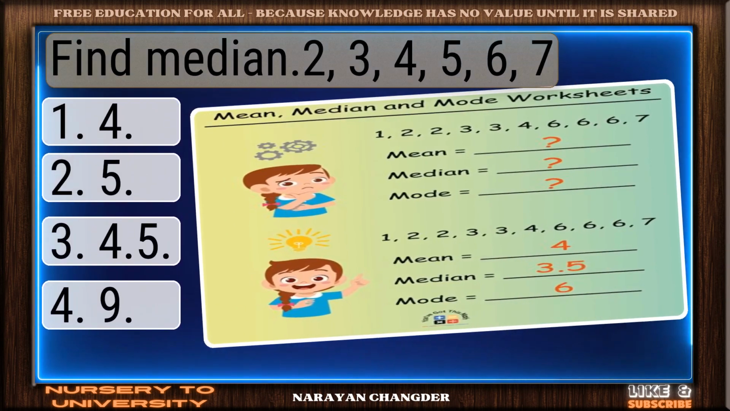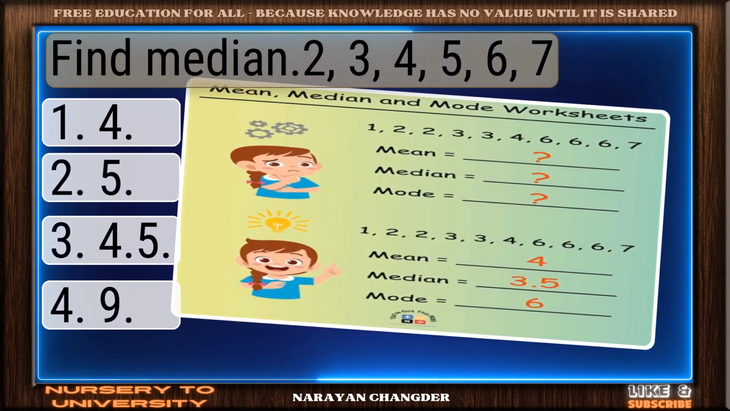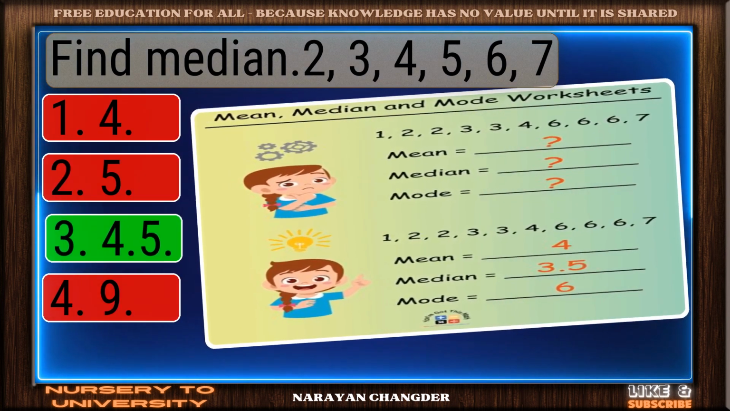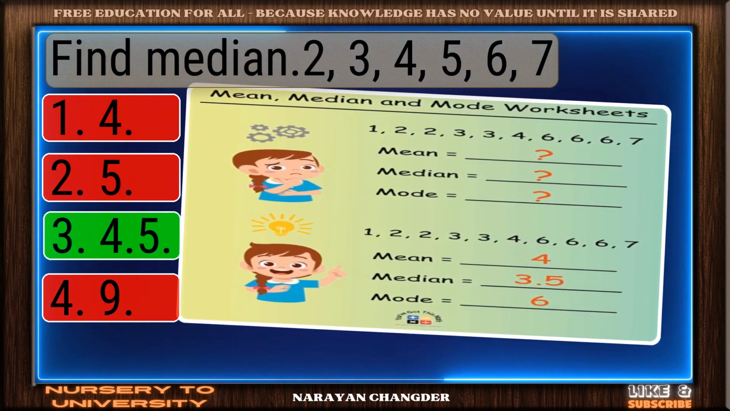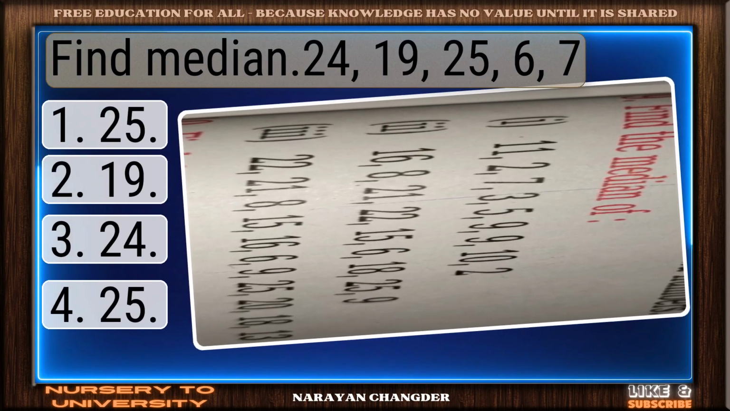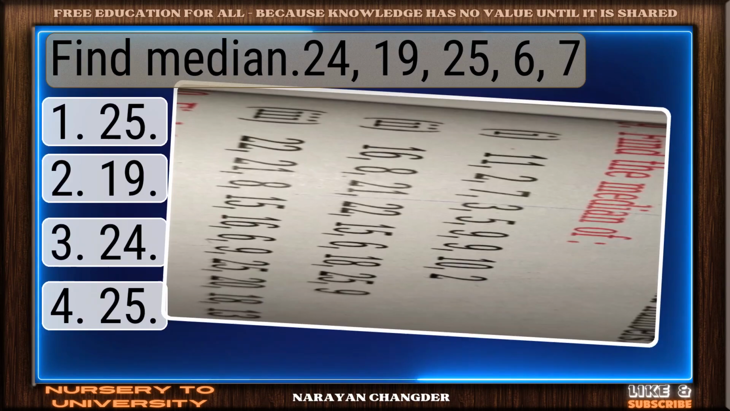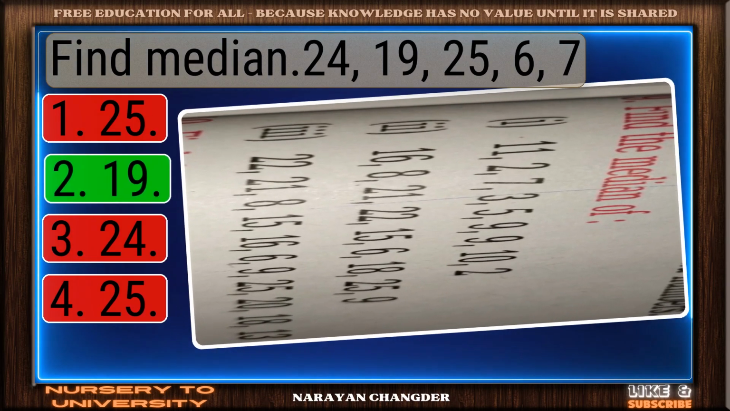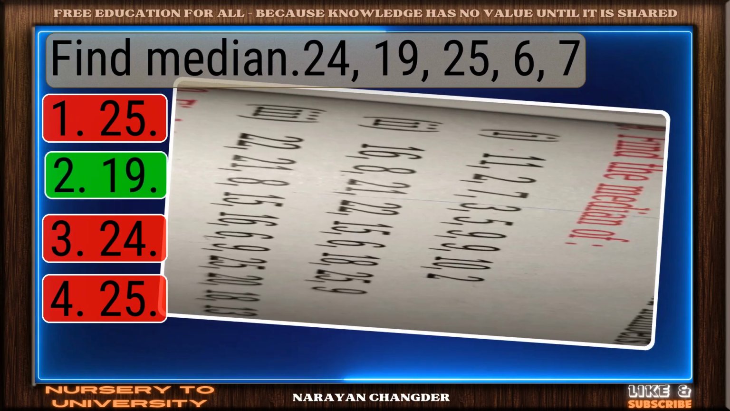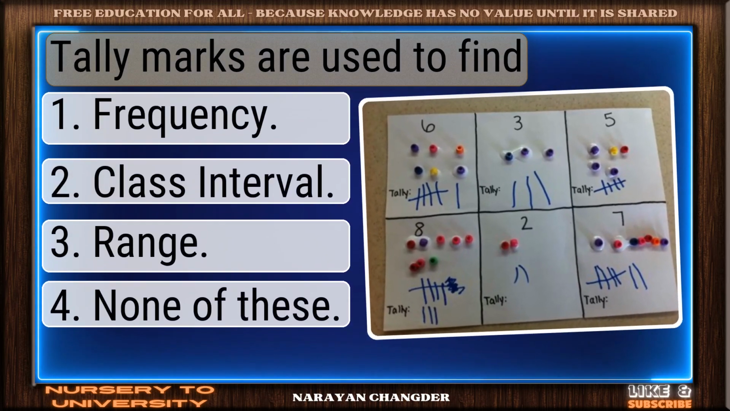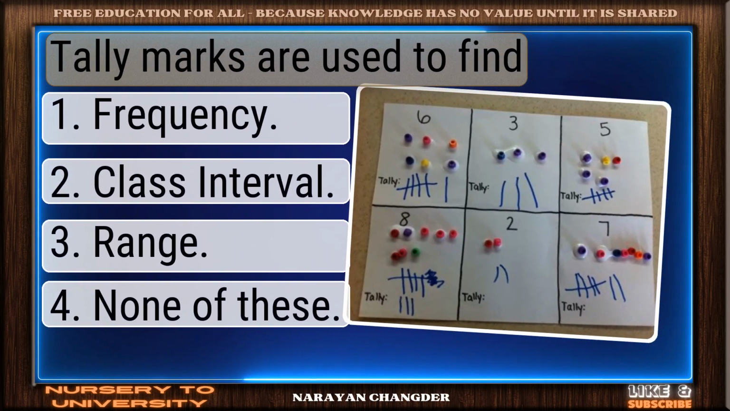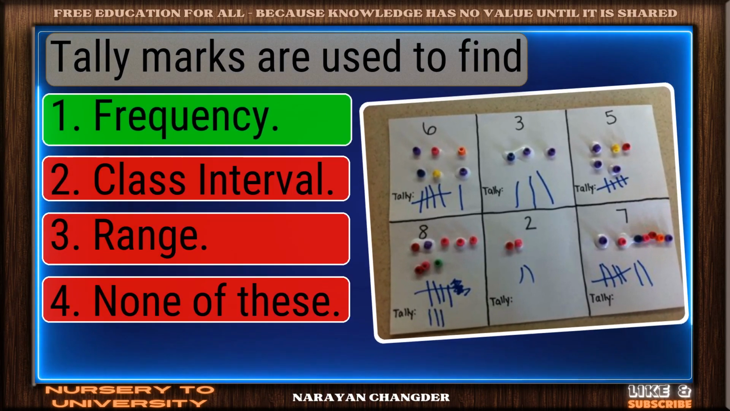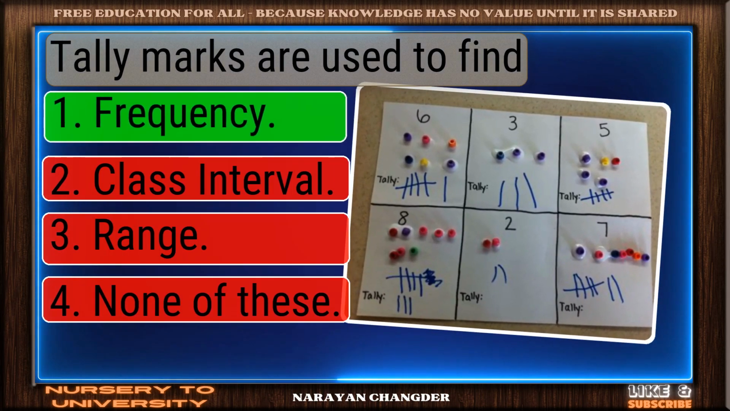Question number 275. Find the median of 2, 3, 4, 5, 6, 7. You got it. Your choice 4.5 is right. Question number 276. Find the median of 2, 4, 19, 25, 6, 7. Right again. 19 is a valid answer. Question number 277. Tally marks are used to find? Bravo. Frequency is the answer.